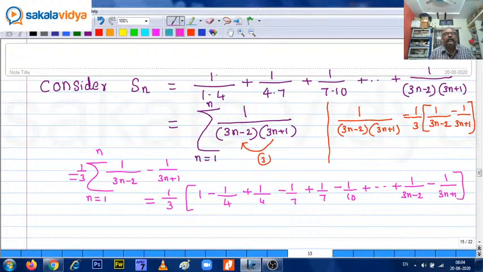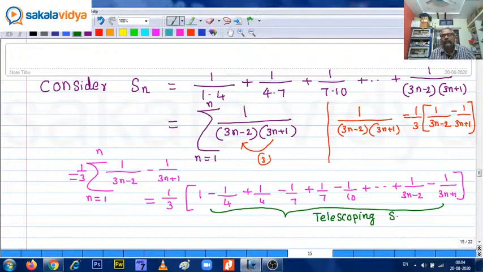So mathematically this is said to be a telescoping series. You are going to study sequences and series in post graduation or even BTech, and in that you will study telescoping series also. So what will happen: minus 1 by 4 plus 1 by 4 cancel, minus 1 by 7 plus 1 by 7 cancel, minus 1 by 10 plus 1 by 10 also will be cancelled now.